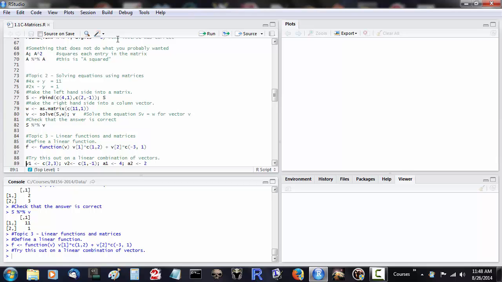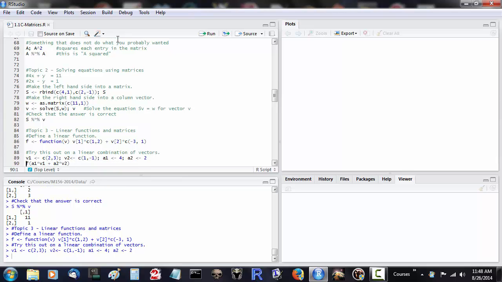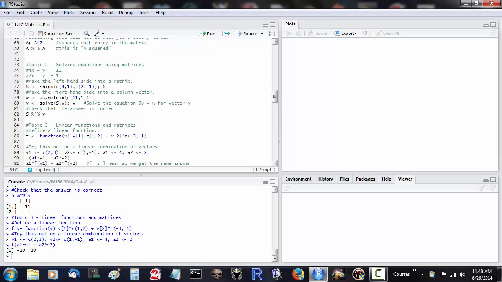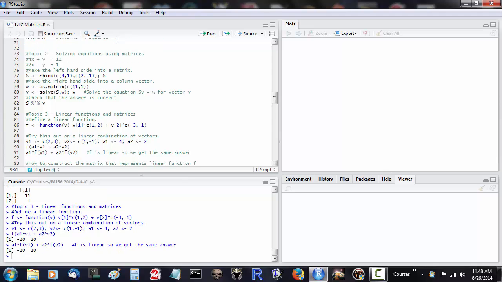I can confirm that this is really a linear function by trying it out on a linear combination of vectors. I've defined 2 vectors, v1 and v2, and 2 coefficients, a1 and a2. I apply f to a1 times v1 plus a2 times v2. If f is linear, the result should be the same as a1 times f of v1 plus a2 times f of v2, and sure enough it is.